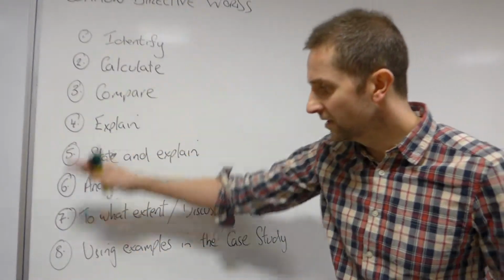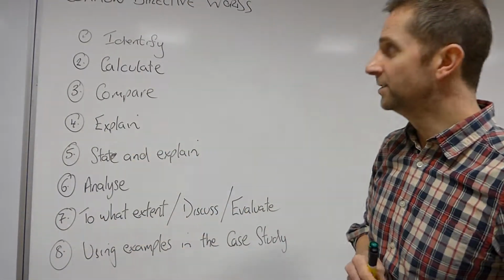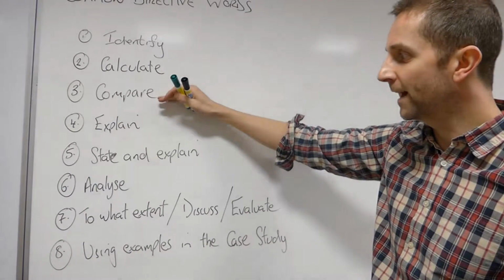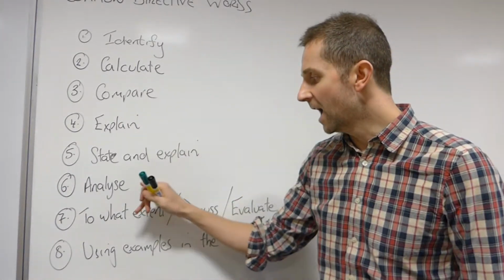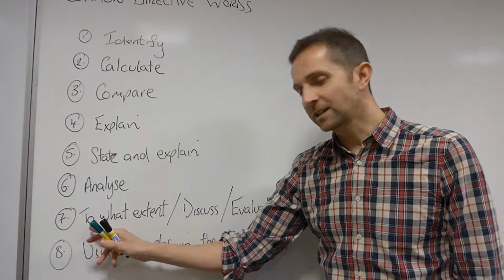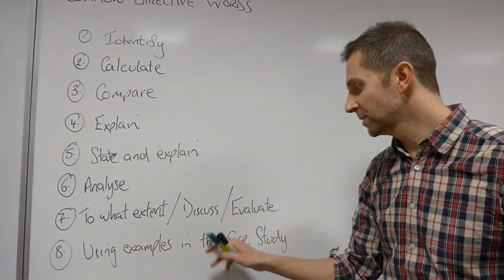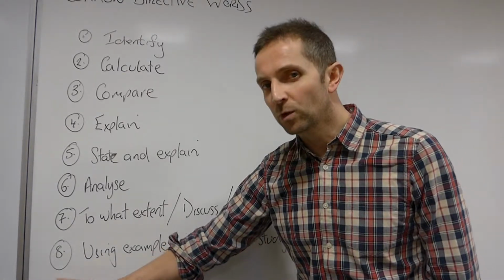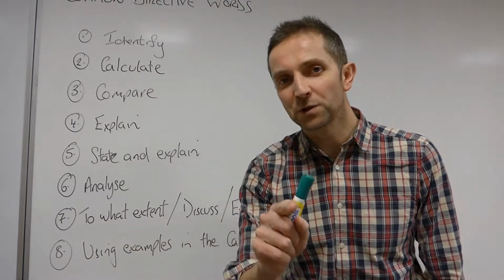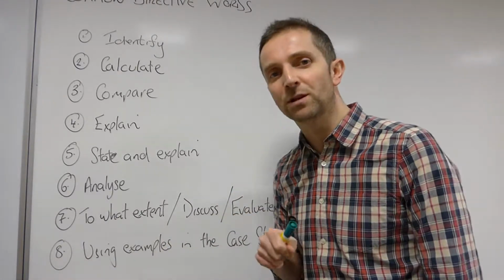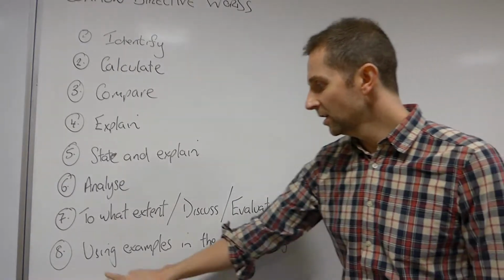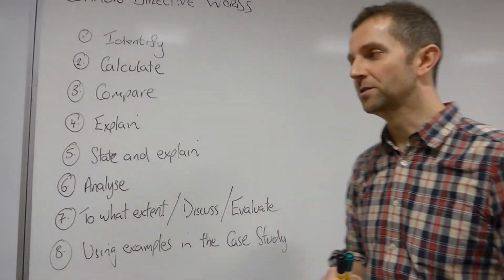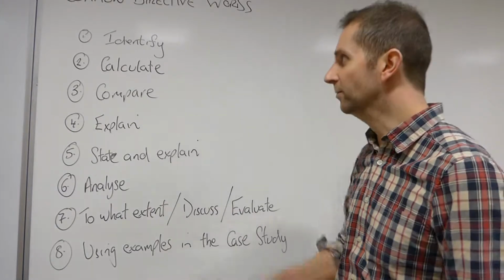So here we have listed the 8 most common directive words which you'll find on these GCSE exam papers. Identify, calculate, compare, explain, state and explain, analyse. Then a catch-all here, we've got to what extent, or sometimes it's written as discuss, or sometimes as evaluate. And then finally, one which you should really take note of, those of you doing A593, that's the stimulus material paper for 2016, using examples in the case study. Whatever the question is. So let's take each of these in turn.